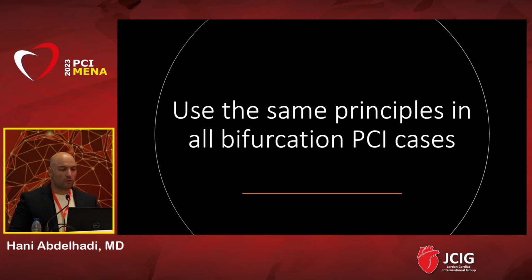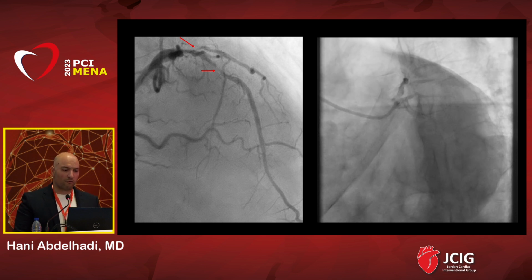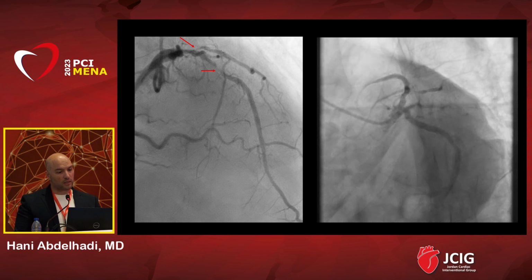So now that we've presented these principles, you can use the exact same principles for every single case. So this is a different case, different anatomy. So here we've got a lesion in the mid-LAD, we've got a lesion in the ostium of the diagonal. The bifurcation where the diagonal is probably a 001, but there's also further disease in the LAD.